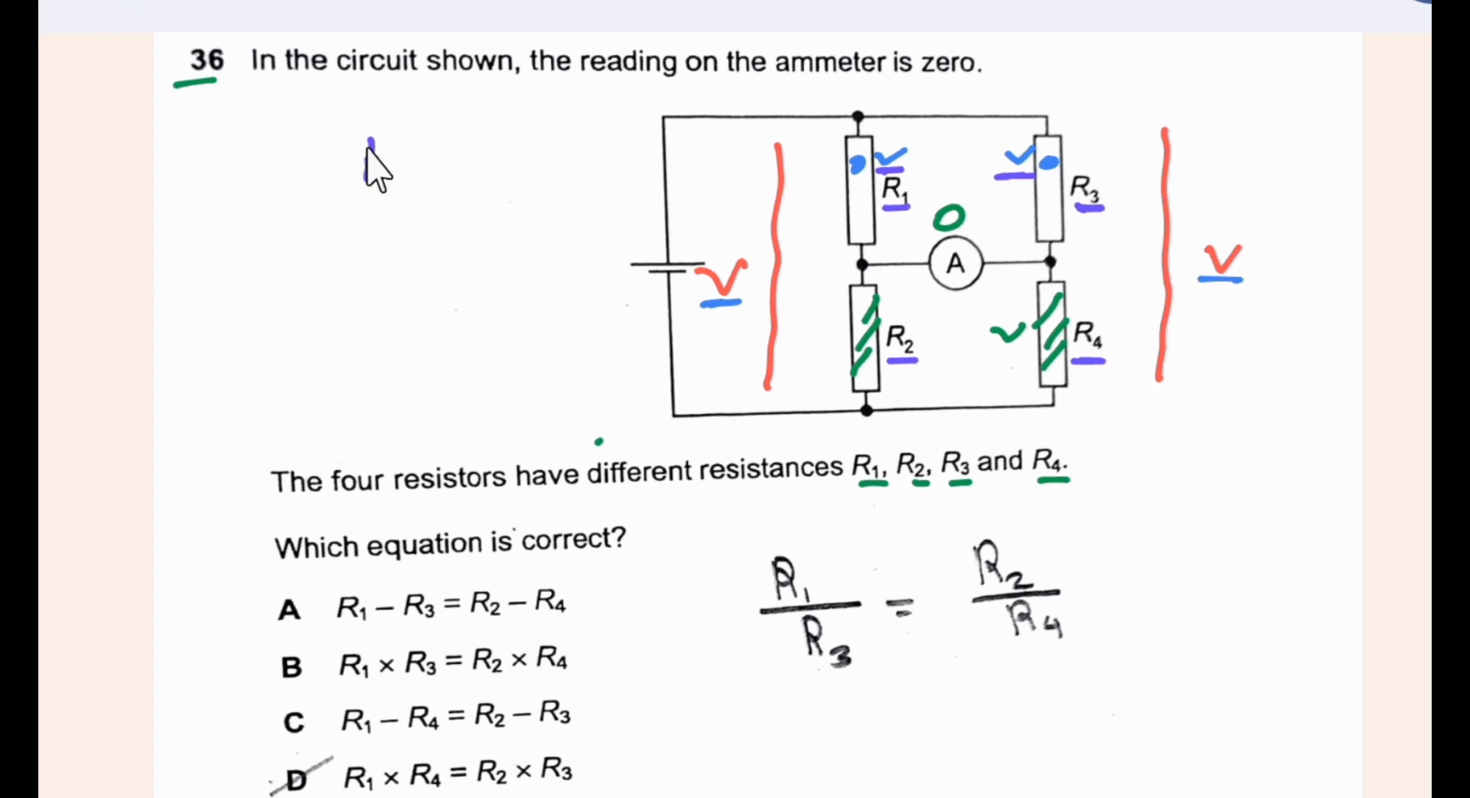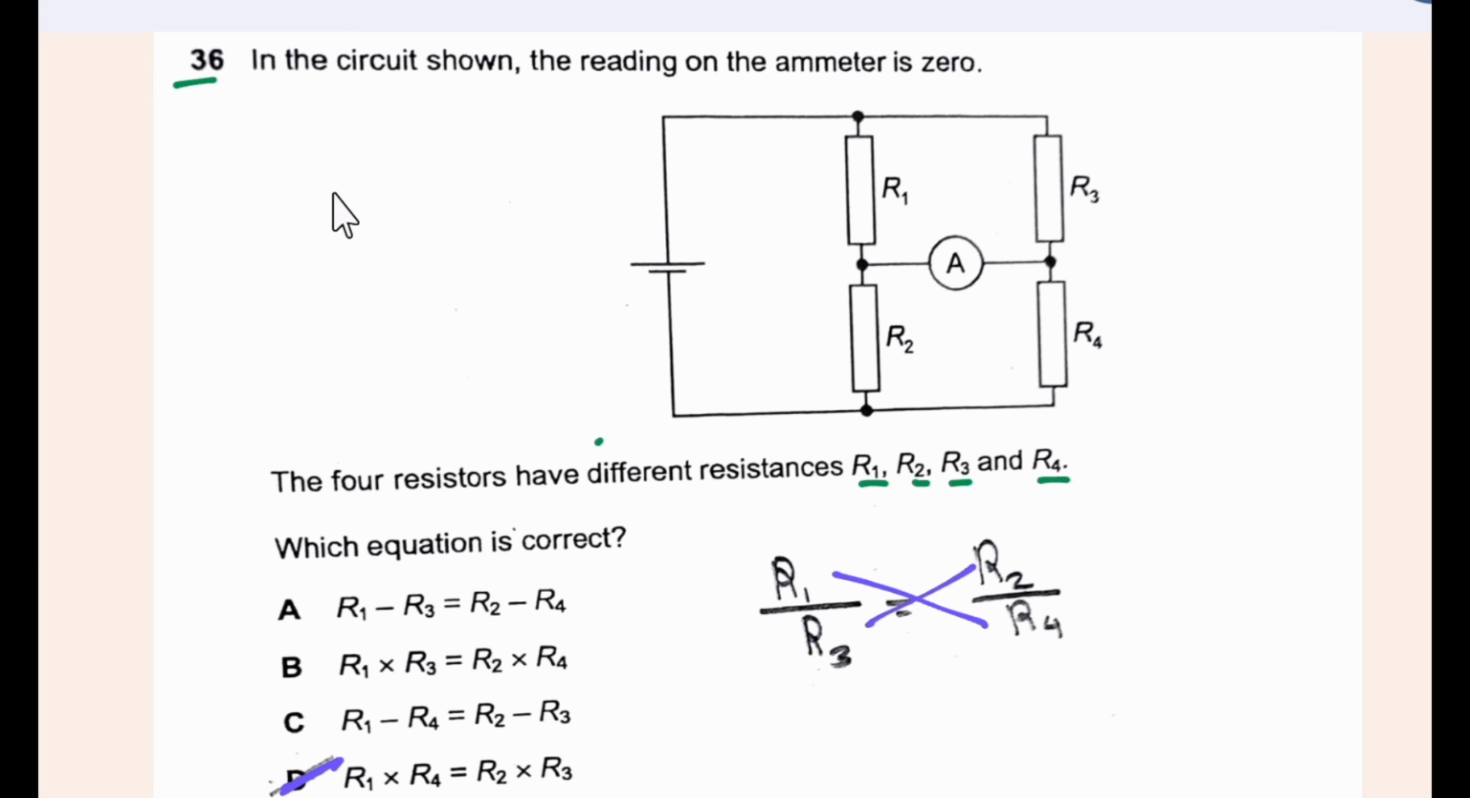Since voltage is directly proportional to resistance, the voltage ratio is the same as the resistance ratio. So the resistance of R1 by R3 is the same as the resistance of R2 by R4. If we rearrange this equation, then R1 times R4 is equal to R2 times R3. So the answer should be D.